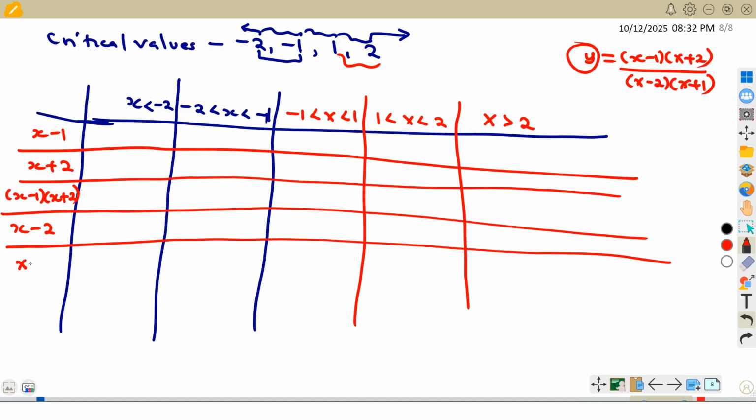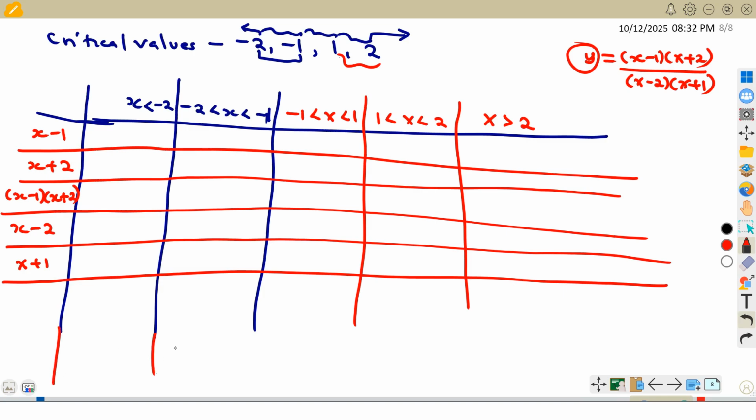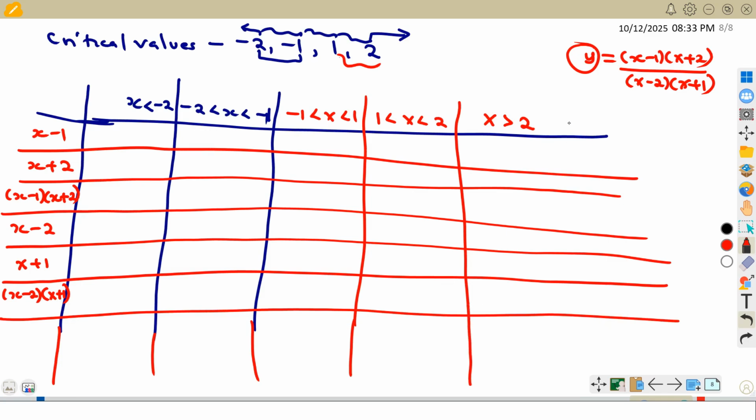Then I have x plus 1, I also put it there. And now we shall have the denominator, which is x minus 2 into x plus 1. So that will be the denominator. Now the final expression is y equals x minus 1 into x plus 2, then we are dividing this by x minus 2 into x plus 1.